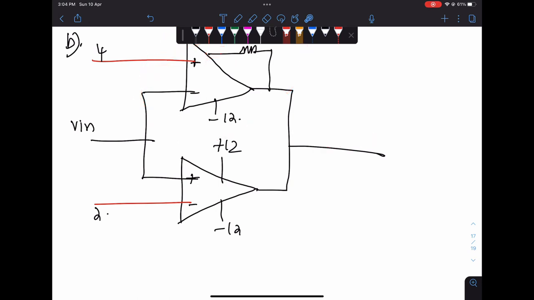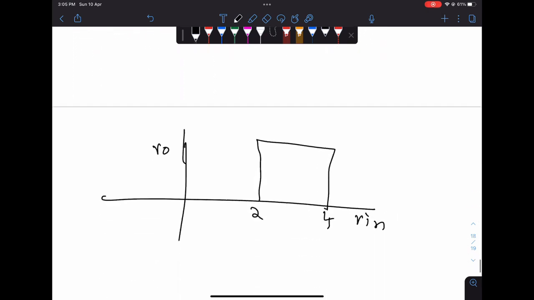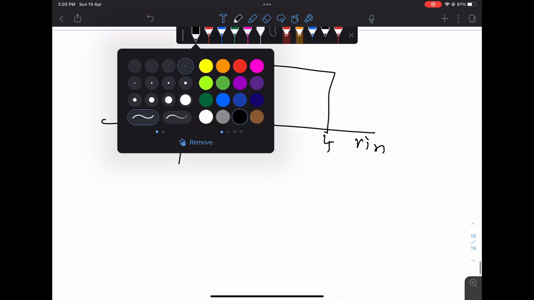So the first op amp won't be on, so your output will be negative saturation. If it's getting 3, both op amps will be on, and effectively you will get 12 volt as output. So that's how the window detector is working. So you can couple two circuits to get the output.